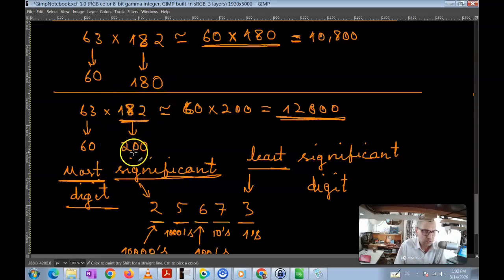So this number is rounded to the nearest hundreds, but this number is rounded to the nearest tens. The reason for that is that the largest place value in this number is the tens place value, but the largest place value in this number is the hundreds place value. So this number you would round to the nearest hundreds, but this number you simply round to the nearest tens, right? And that gives you 60 times 200, which is very easy to calculate and very close to what we were trying to achieve. So that's basically that.